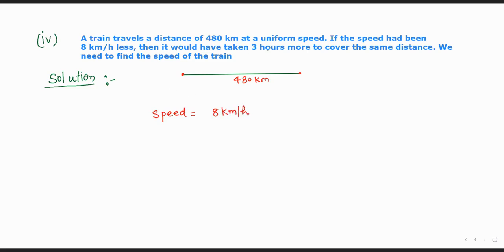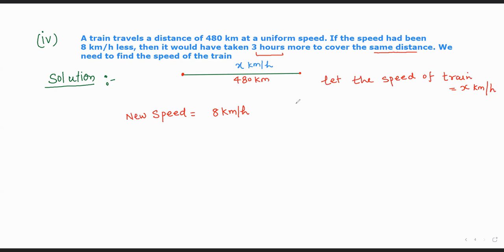Then it would have taken 3 hours more to cover the same distance. Distance is same. So now let's consider the new speed. Let the speed of the train be x km per hour. Now this is the speed of the train, and the train has traveled a distance of 480 km.